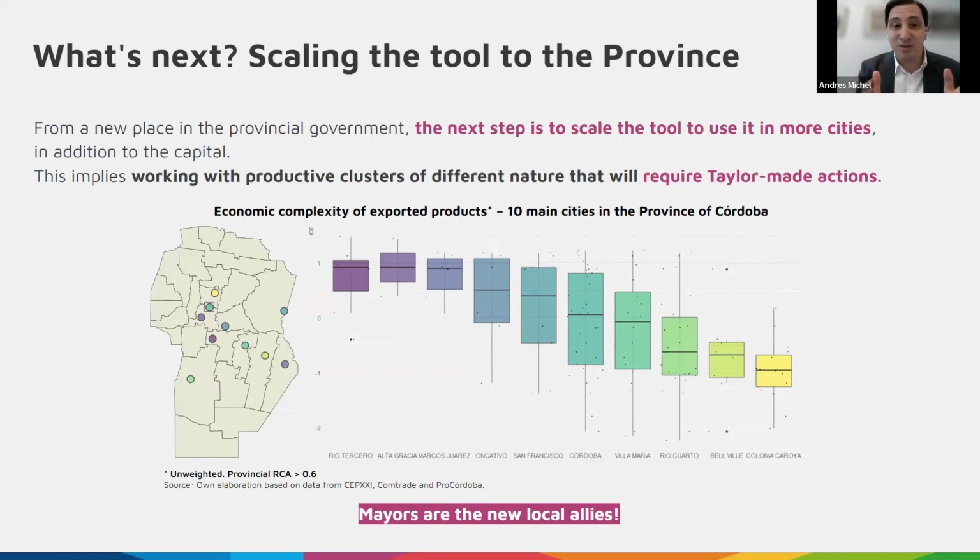Those allies are mayors of every city that are being introduced to the PDP framework by our team in what we call productive policy dialogues, where we highlight the value of coordination and public goods. The next.